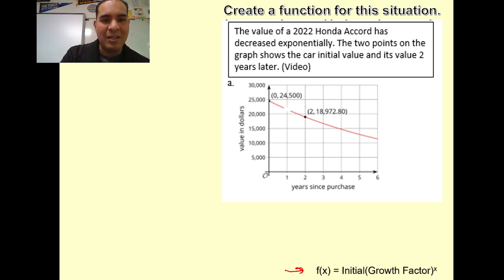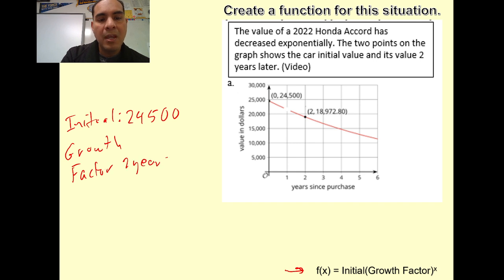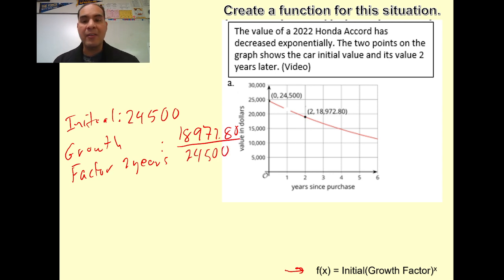Now the initial amount is given to us right there in the graph. The initial amount is $24,500 for this Honda Accord, brand new. And then 2 years later, the car is now worth $18,972.80. So the growth factor after 2 years is going to be calculated by taking the two prices, 18,972.80, that's a 2 right there, divided by 24,500. That's the growth factor after 2 years.